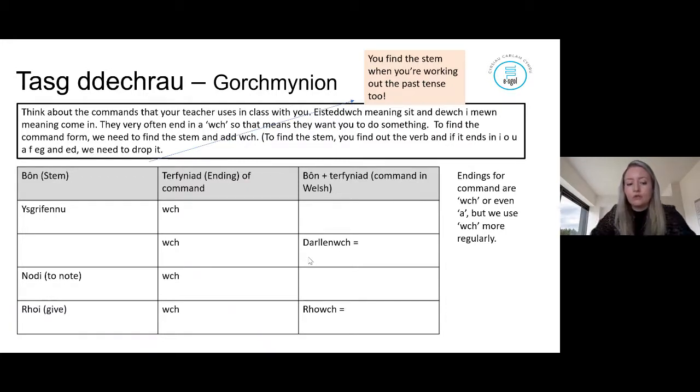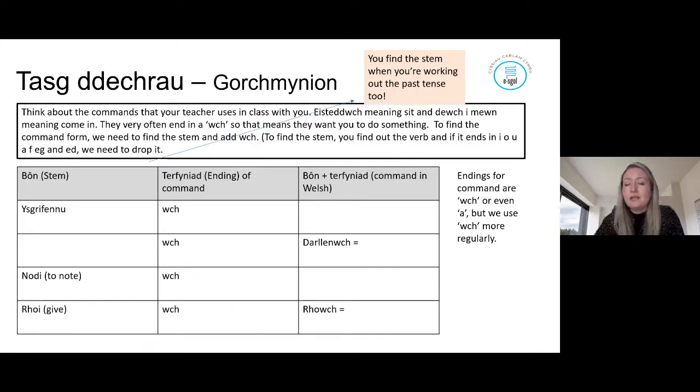Okay, so we're just going to go through the answers now, and you can check them against your own answers. So we've got ysgrifennwch, which means to write. We've got darllenwch, which means to read. Nodwch, which means to note. And roch, which means give.